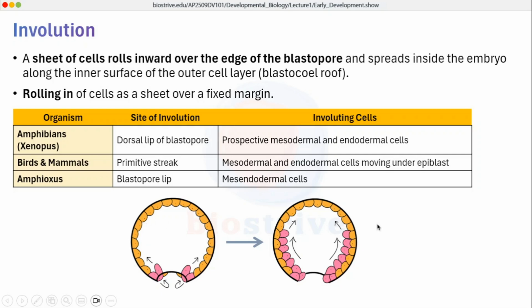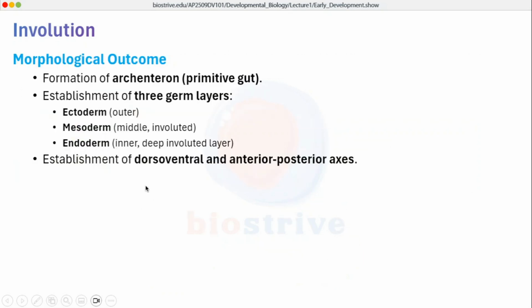This is mostly seen in amphibian embryos like Xenopus, and the site of involution in Xenopus is the dorsal lip of the blastopore, from where the involution process will start, and involuting cells will form the prospective mesoderm and endodermal cells. The cells which are migrating are most commonly the external cells. In birds and mammals, it starts with the primitive streak and forms similar types of cells. In amphioxus, it starts at the blastopore lip.